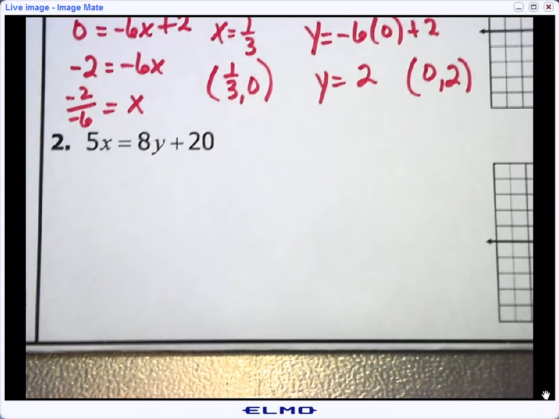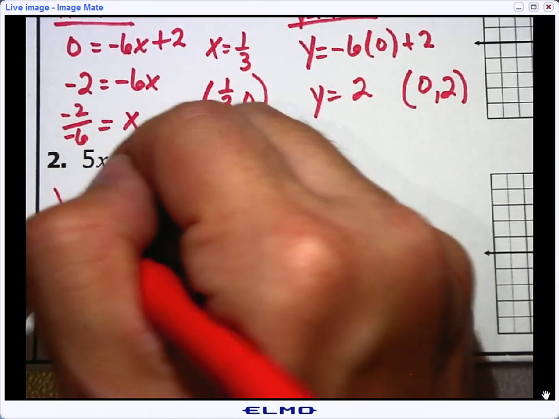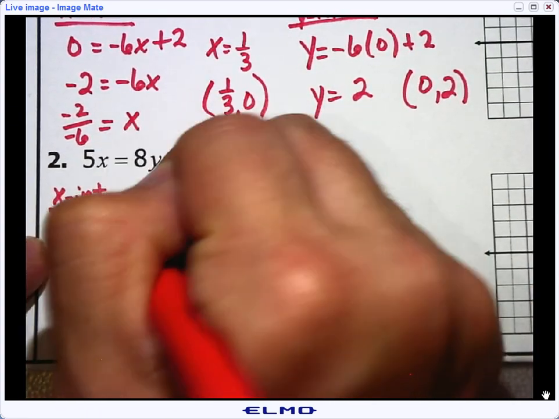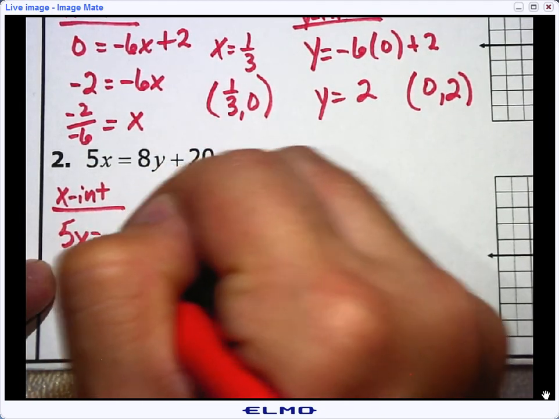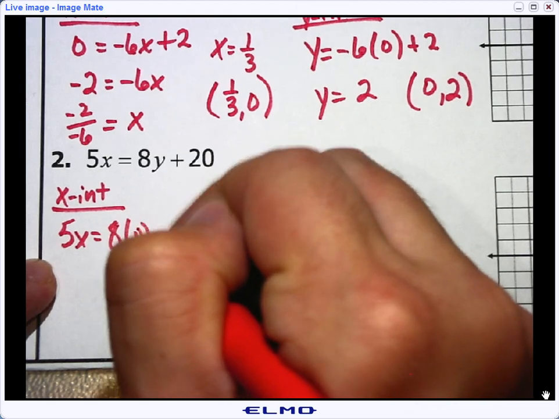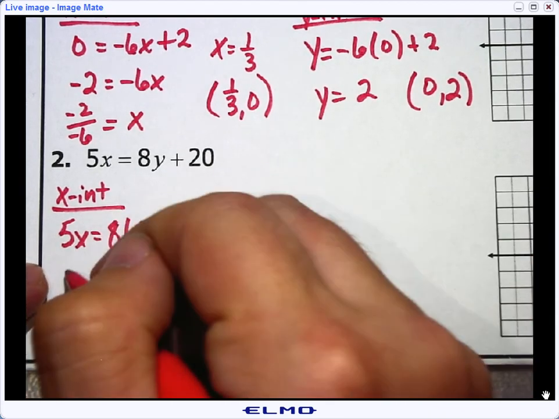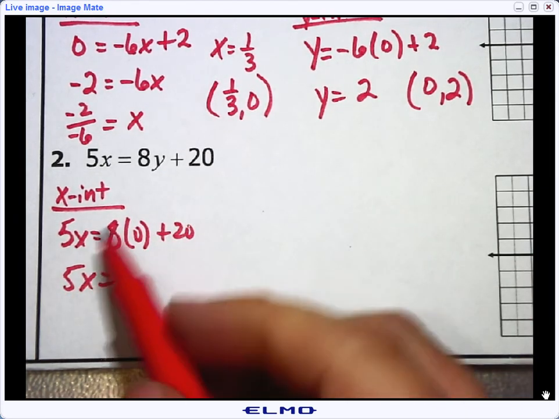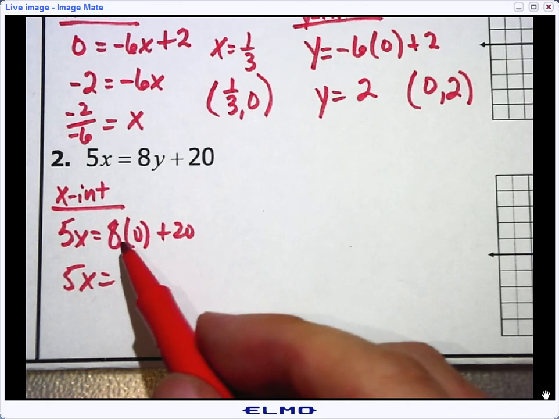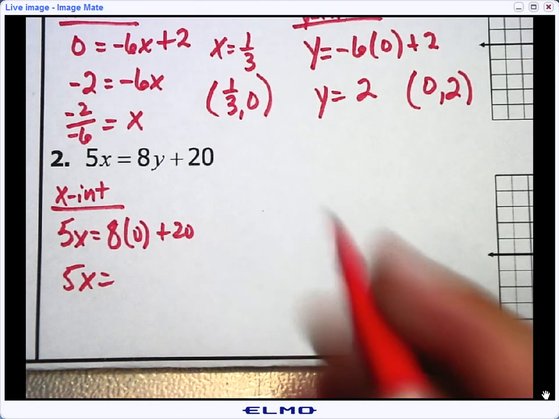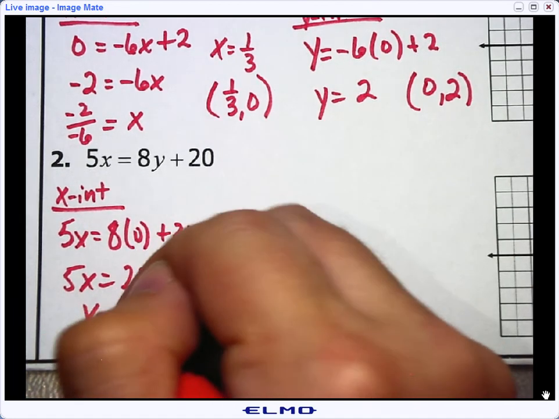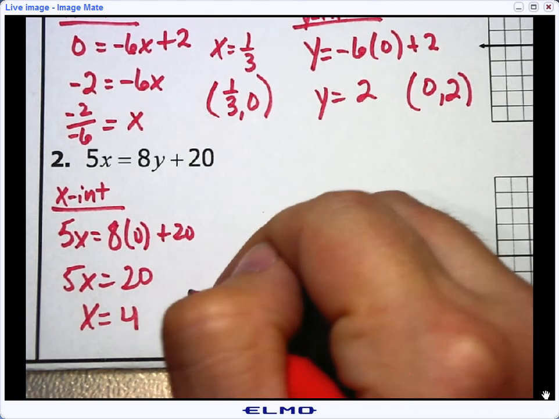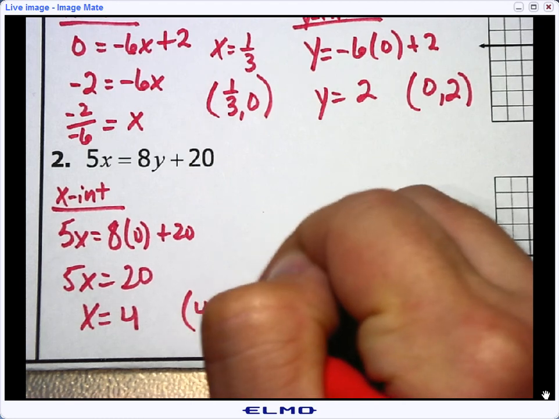For number 2, same thing. I'm just going to start with the x-intercept first. So we set the y equal to 0. So this becomes 5x equals 8 times 0 plus 20. Drop down your 5x. 8 times 0 is just 0. 0 plus 20 is 20. So 5x equals 20, which means x equals 4. So my answer is 4, 0.